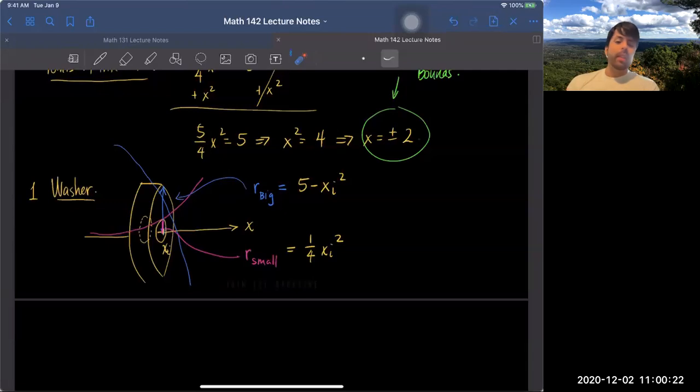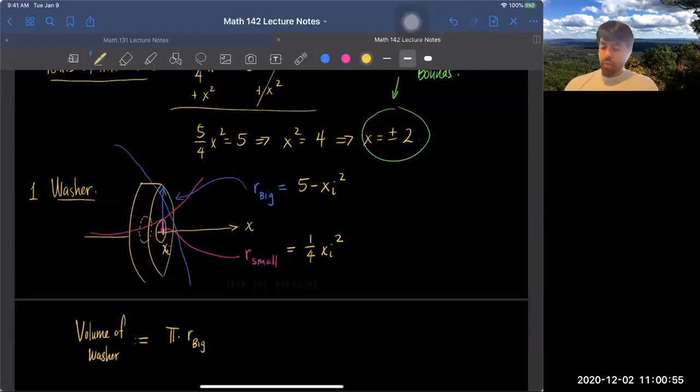So then we're going to find the total volume of this new washer, correct? What's the volume of this one washer? Well, it's the volume of the bigger minus the volume of the smaller. That's it. So what's the volume of the bigger cylinder? It's pi times the radius of the bigger squared times the height, minus pi times r squared of the smaller, times the height.